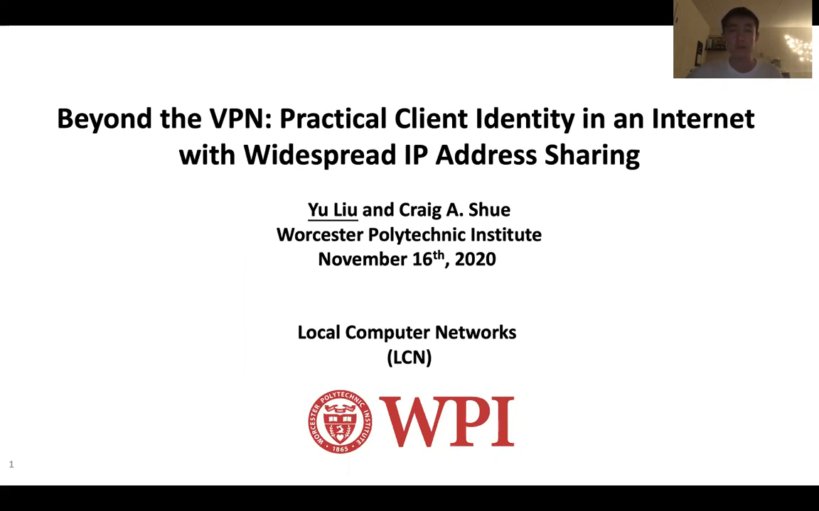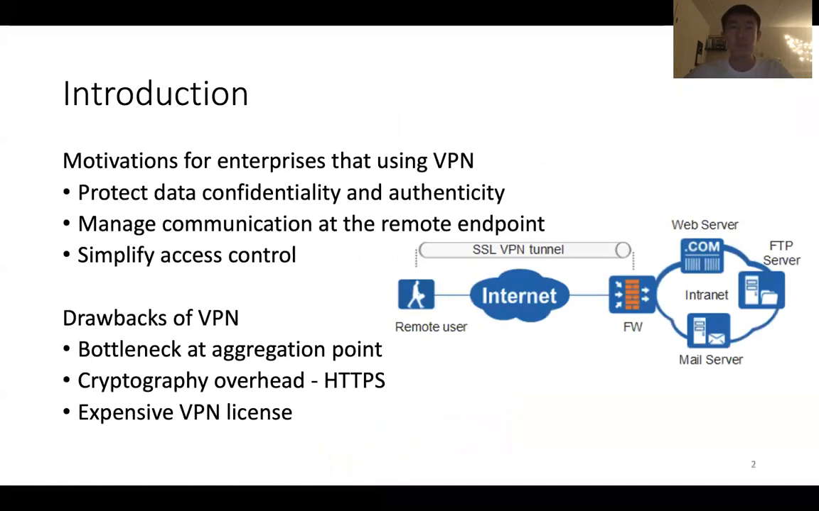Today I'm going to introduce our work, Beyond the VPN: Practical Client Identity in Internet with Widespread Address Sharing. VPN is used by a lot of enterprises to connect their remote network users to their on-site network. There are some features that come with VPN. It can protect data confidentiality and authenticity. It can also manage the communication. For example, the enterprise network will not allow employees to watch Netflix when they are working, and it can also simplify the access control.